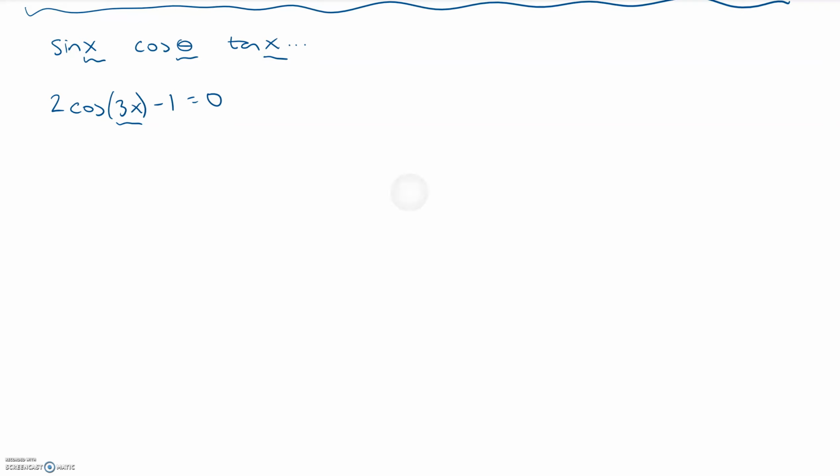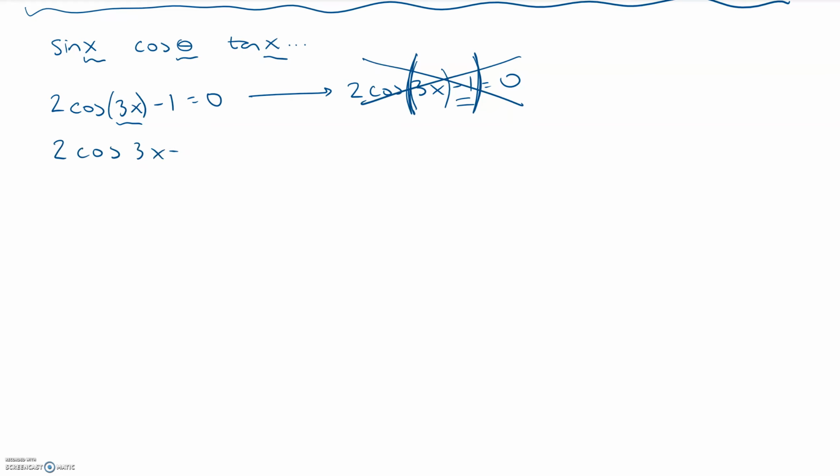First off, be aware that if I had written this exact same problem as 2 cosine 3x minus 1 equals 0, you would know that the minus 1 is not part of the argument, because if it was part of the argument, it would have parentheses around the whole thing. The argument is always the terms that are directly stuck to the trig function, but anything that's added or subtracted is separate from that argument. So if you just had 2 cosine 3x minus 1 equals 0, you can be confident saying that the 3x is the argument and the minus 1 is just an extra number on the outside.